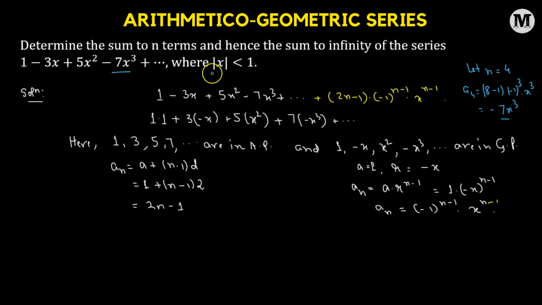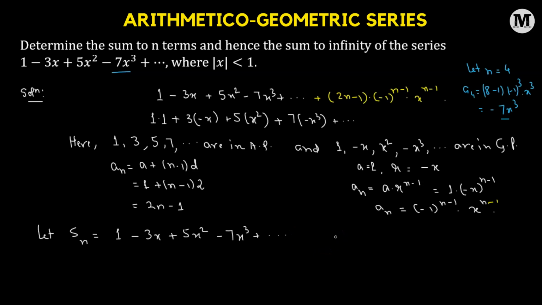So now that we have the nth term, we are ready to find out its sum. For this, we will begin by supposing that Sn represents the Arithmetico-Geometric Series, where we have 1 minus 3x plus 5x squared minus 7x cubed all the way up to the second last term.